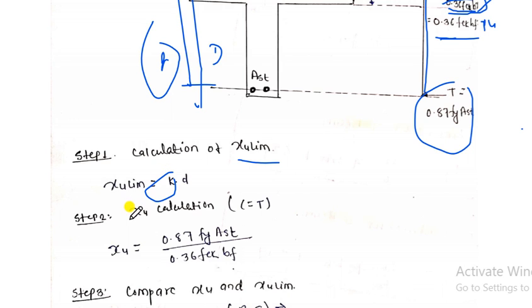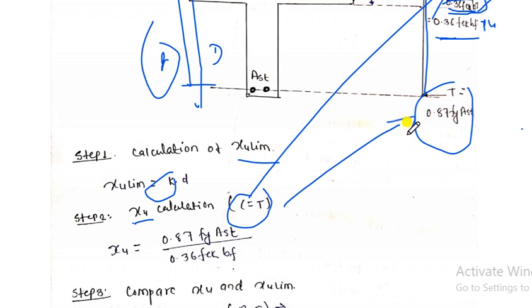So in the second step, we will calculate XU, the neutral axis depth. XU is the actual depth of the neutral axis. That can be calculated by equating C equal to T, where the C value is from here and the T value is from here. If you equate these two, we need to calculate what?